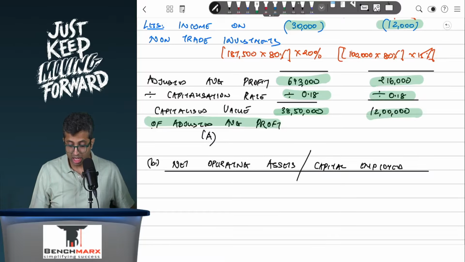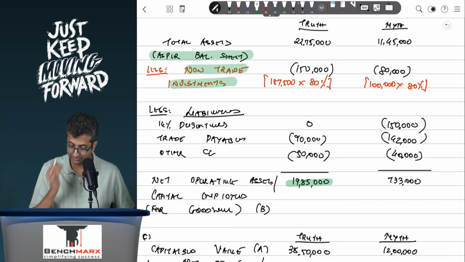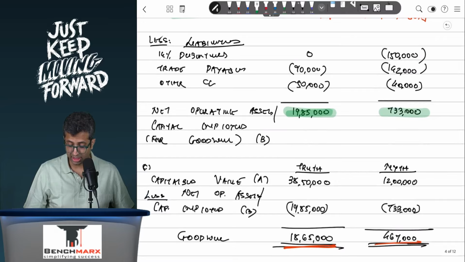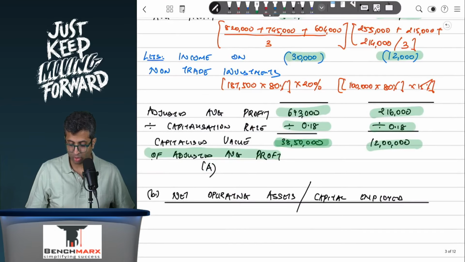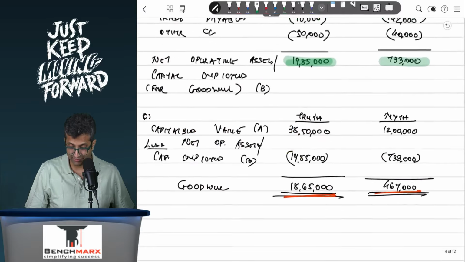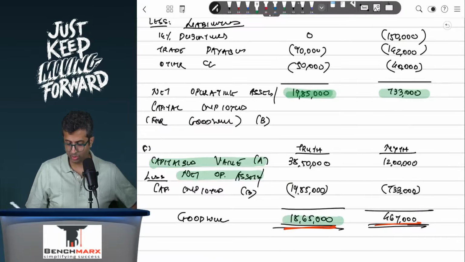Ideally, if you could have found a normal rate of return, actual profit, found super profit, it is different. But here, what you will do is find your total assets as per the balance sheet, minus the non-trade investments because they are non-operating, less the total liabilities as appearing in the balance sheet. So this will give you your operating assets. Now ideally, if my operating assets is 19 lakh 85 and the total capitalized value is 38 lakh 50, the difference between the capitalized value and the net operating assets will be the goodwill. So goodwill is 1865 and 467.